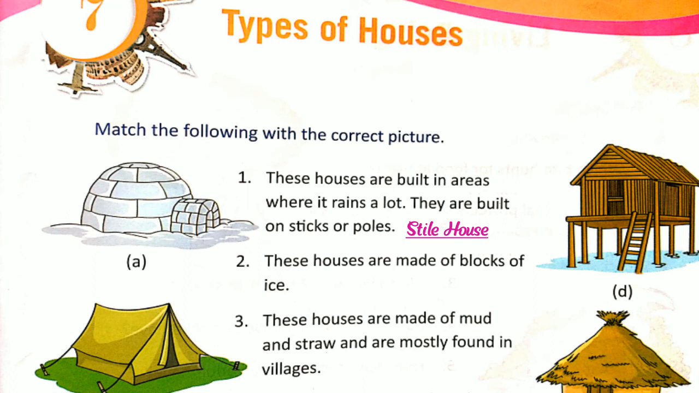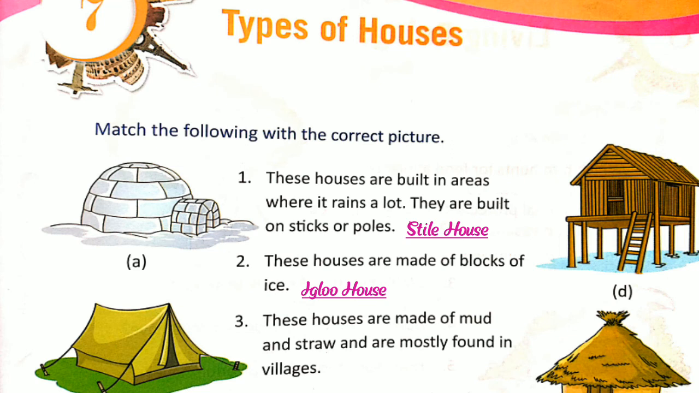Next, these houses are made up of blocks of ice. Which house is made up of blocks of ice? Here we can see an igloo house. An igloo is made up of blocks of ice. So this house is an igloo house. Very good children.